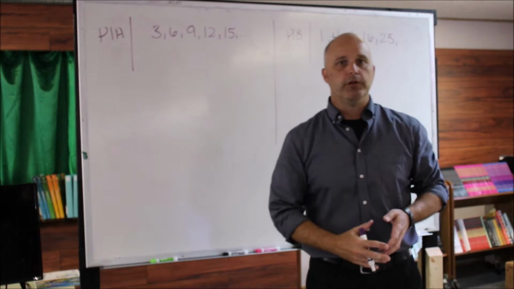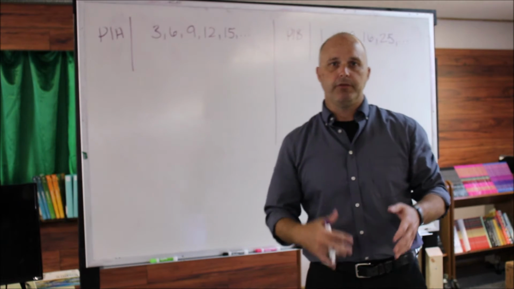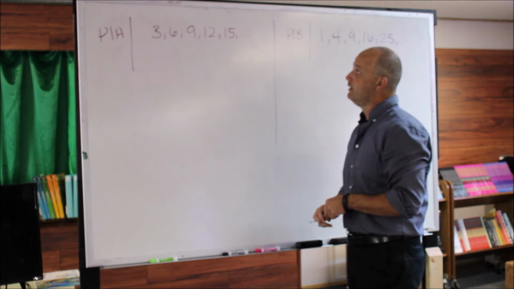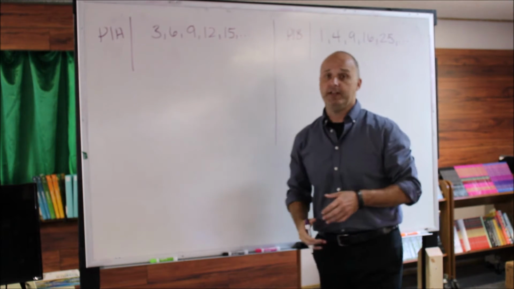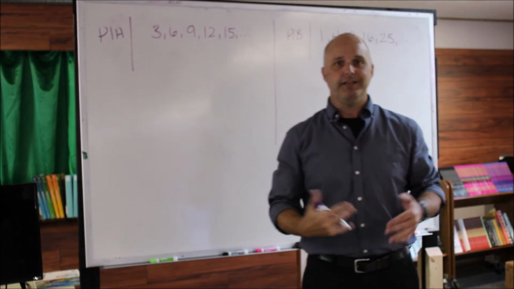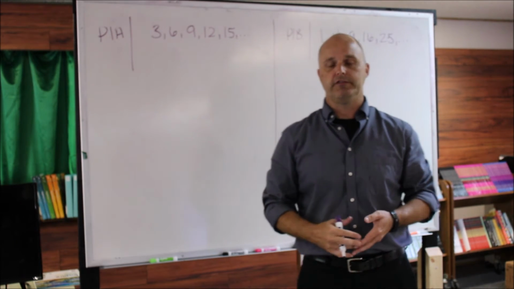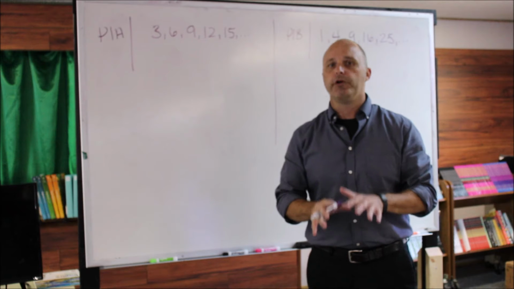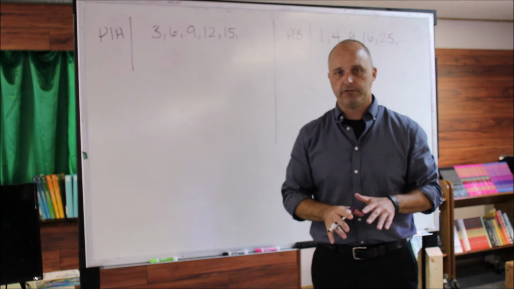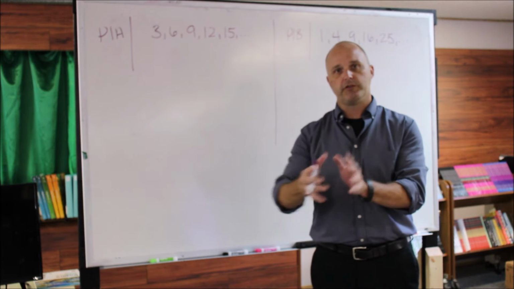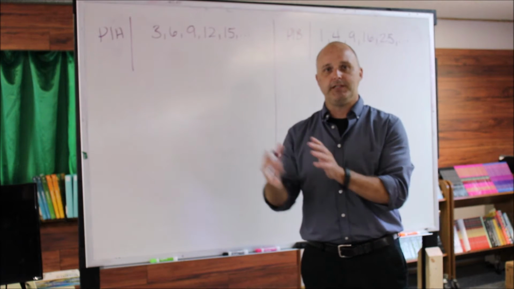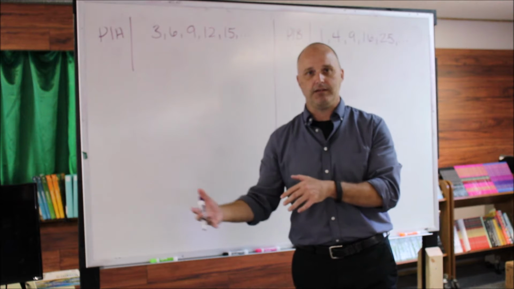So now we're going to take what we learned about arithmetic sequences and apply it to the first problem in the book. In problem number 1a, we're given the sequence 3, 6, 9, 12, and 15, and we're asked to determine whether or not this is an arithmetic sequence. Again, remember that what you're looking for with an arithmetic sequence is a common difference. As we move from one term to the next, we're always adding or subtracting the same number.